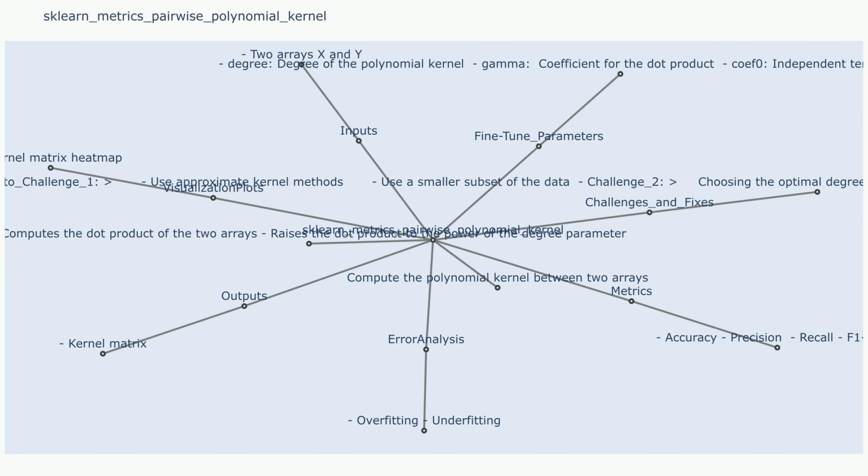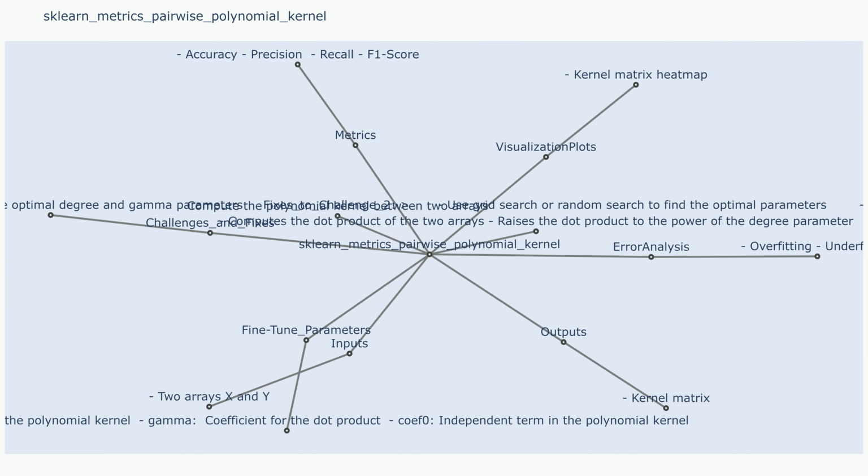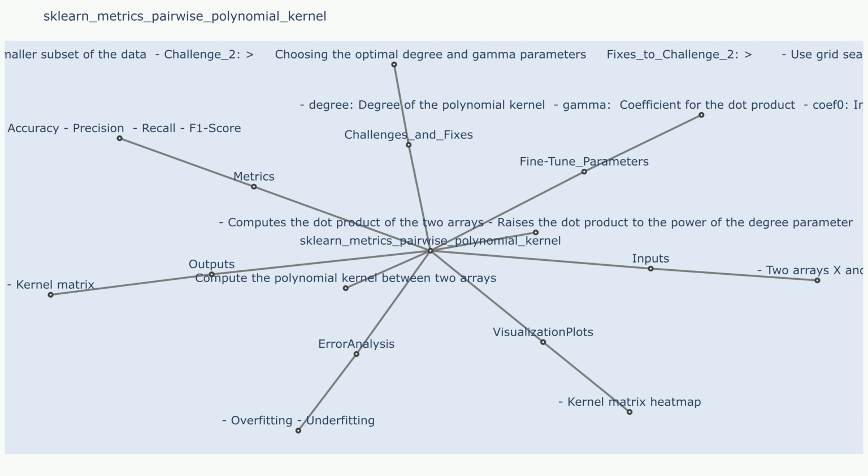X: a 2D array representing the first set of data points. Each row corresponds to a data point. Y: a 2D array representing the second set of data points. Each row corresponds to a data point. If Y is not given, then it is assumed to be the same as X. Outputs. Kernel: a 2D array containing the pairwise kernel values between all pairs of data points in X and Y.